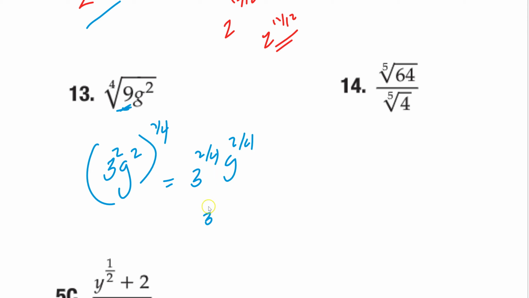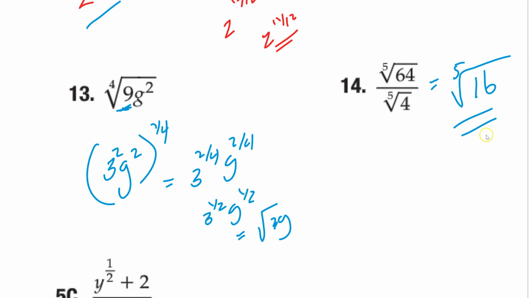We get 3 to the 1/2, g to the 1/2. Or if we want, square root of 3g. Either way is fine. This one's a little different, because notice how they have the same power, the same root. So I could actually divide these. I could get 5th root of 64 over 4, which is 16. Okay, done. But again, all this is a preview to the next chapter.